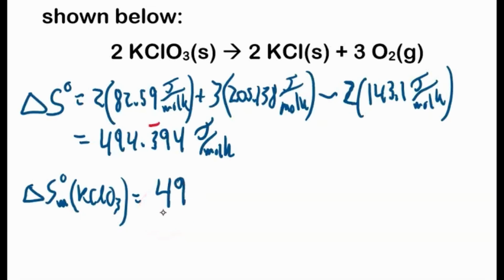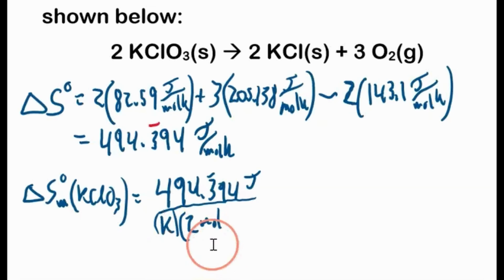I'll show you the math. 494.394 joules per Kelvin, and this is per 1 mole of the reaction, which is 2 moles. Actually, I'll change that to 2 moles of KClO3. I hope you can see that. I hope this is clear when I do this. So this is per mole of the reaction, and for every time a mole of this reaction occurs, 2 moles of KClO3 react. Let me know if that's not clear, but I hope it is. That's this many joules per Kelvin for this many moles of KClO3.